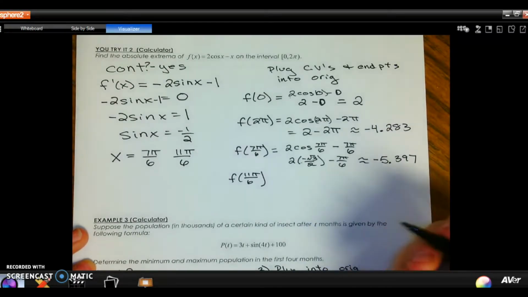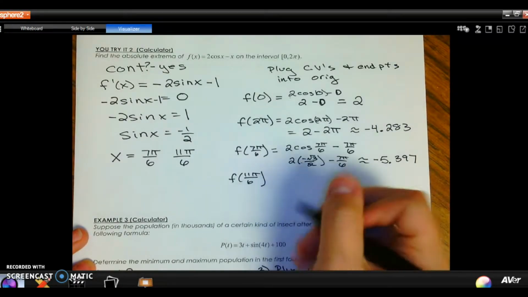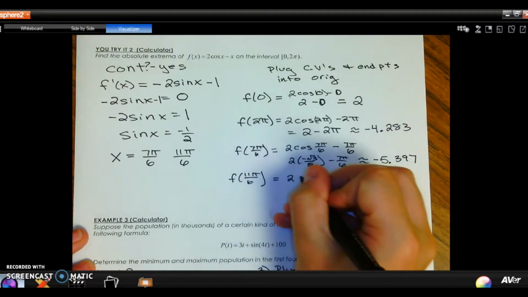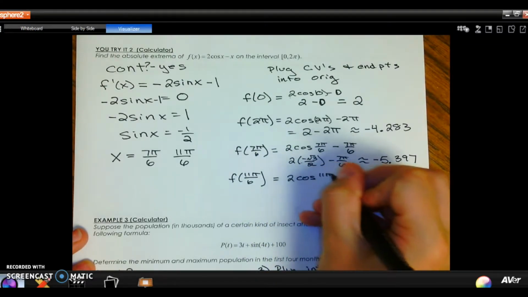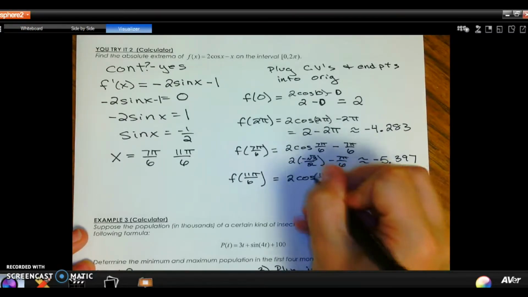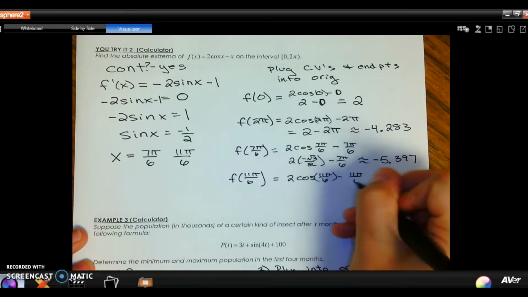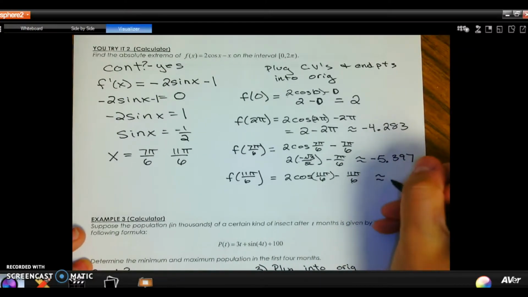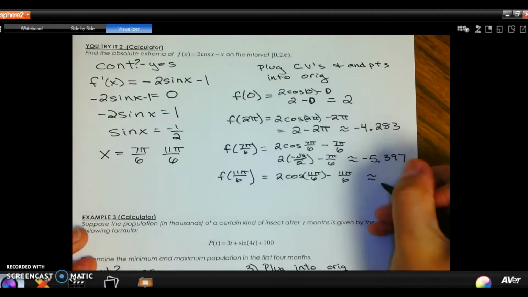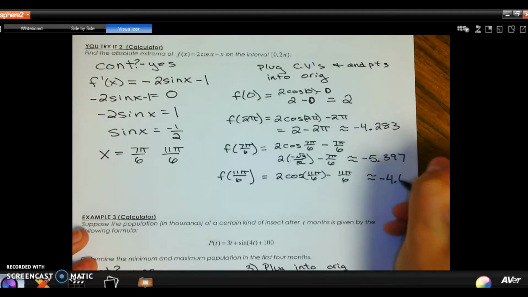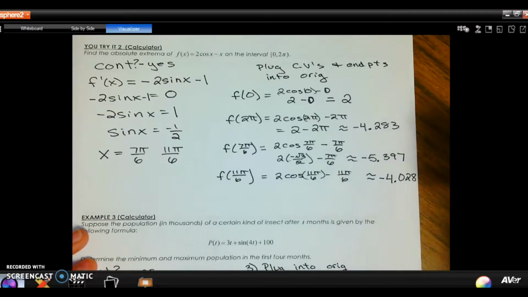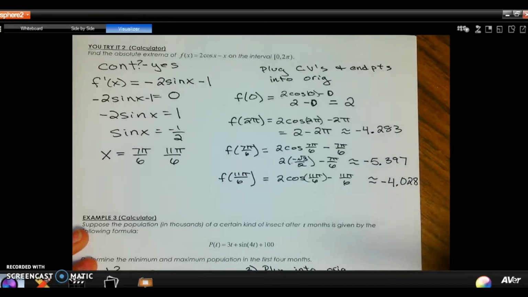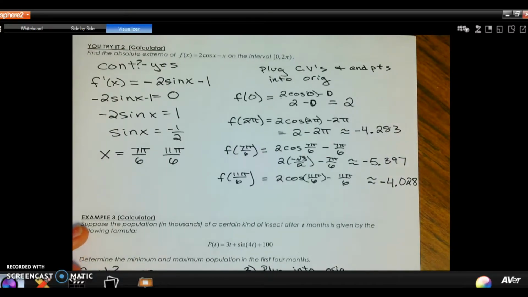And similarly for the last one there, again, it's going to be 2 times the cosine of 11 pi over 6 minus 11 pi over 6. And with the help of my calculator, I got that one. Oh, that's really close because that's negative 4.028. So again, I had to use my calculator here because just by looking at this and this, it's very hard to tell which one is the maximum or minimum there.